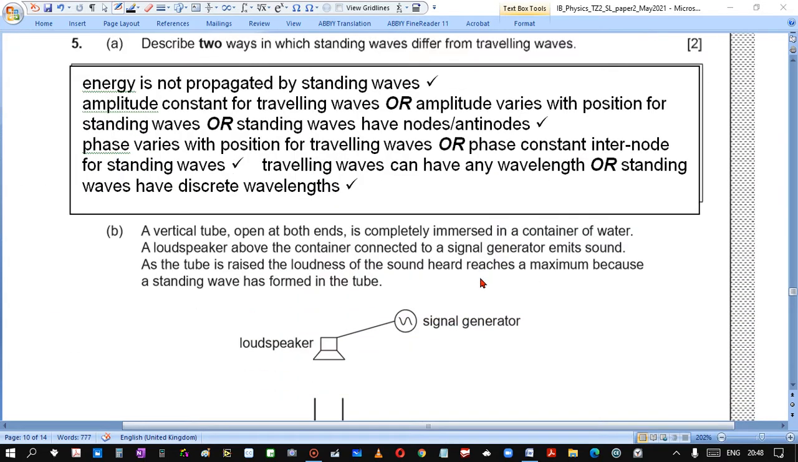Question 5. Describe 2 ways in which standing waves differ from traveling waves. So mark scheme answers are given here. You can read and choose 2 of them.